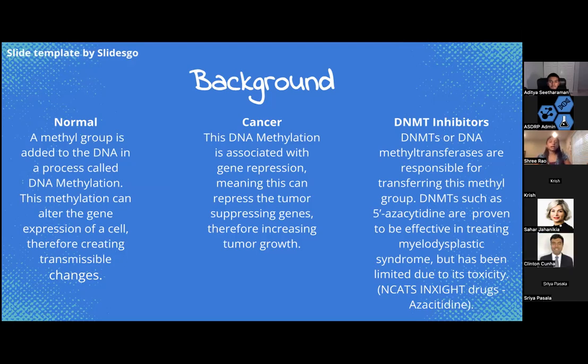DNMT inhibitors such as azacitidine, or AZA, are proven to be effective in treating myelodysplastic syndrome. Myelodysplastic syndrome is a type of leukemia or blood cancer. AZA improves the expression of the GADD45 gene, therefore leading to suppressed cancer growth.